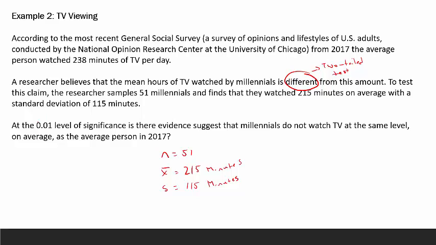So at the 0.01 level of significance, so alpha 0.01, is there evidence to suggest that millennials do not watch TV at the same level, so that it's different on average from the average person in 2017? When I say they do not watch it at the same level, this means that it's different. On average they're watching a different amount of TV. Maybe it's gone up, or maybe it's more than 238 minutes on average, maybe it's less than. I'm not sure. All right, so you've got the 4 key numbers you need to answer this. Let's go through and do the hypothesis testing.